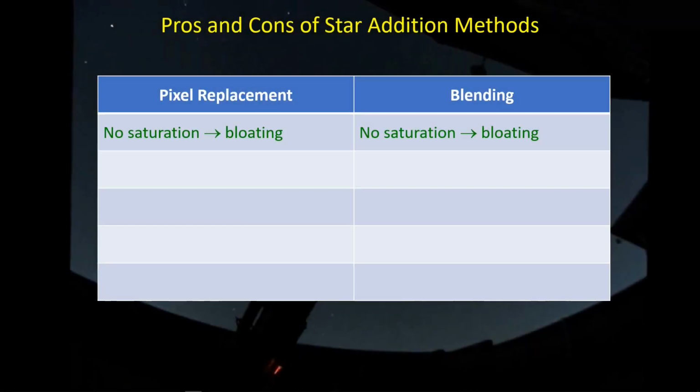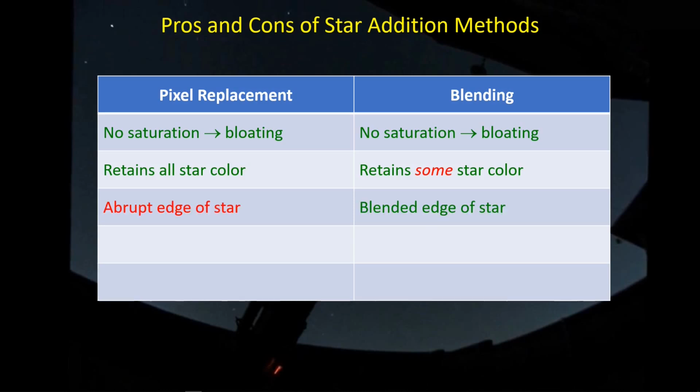Both methods are successful in that they don't generate any additional saturation when we combine the stars to the starless image. We don't get the resulting bloating that comes with saturating the pixels around the stars. The pixel replacement method actually does a better job of retaining all the star color. The blending method, which has some nice effects, has one downside, perhaps its only downside: you're also blending the color of the stars with the colors of the nebula behind it, and as a result, you're losing some of that star color.